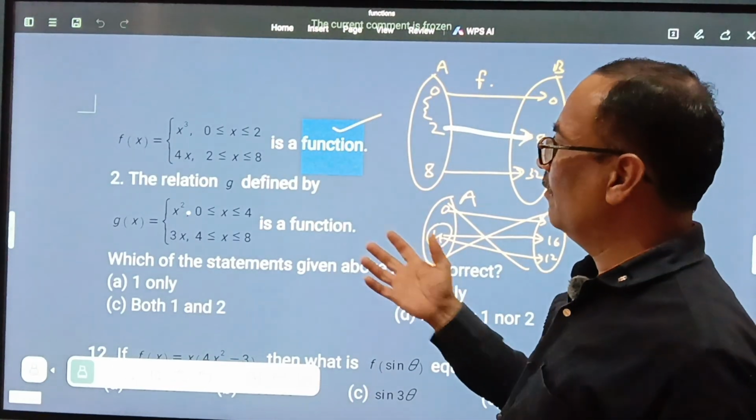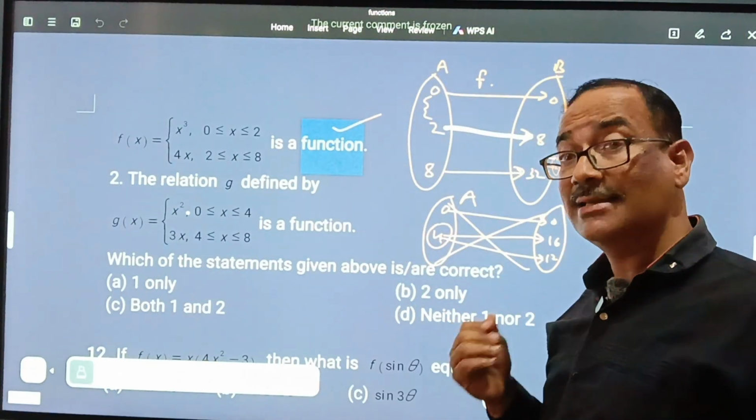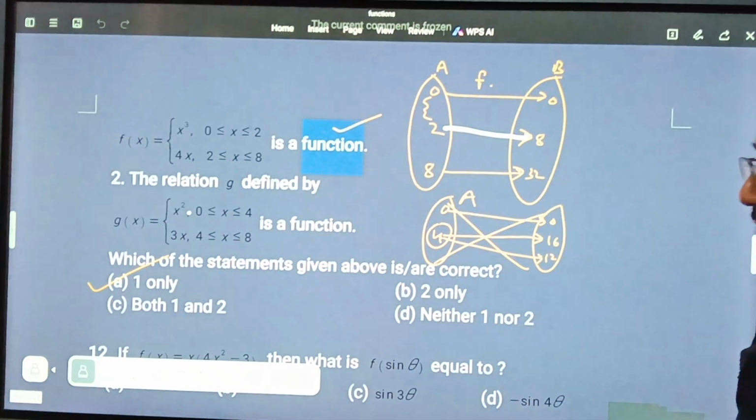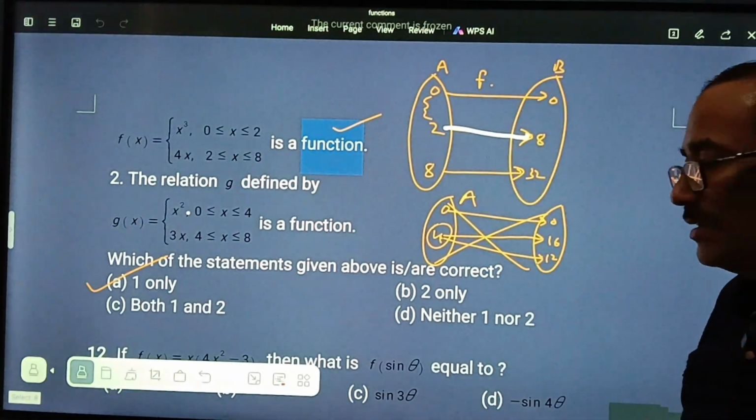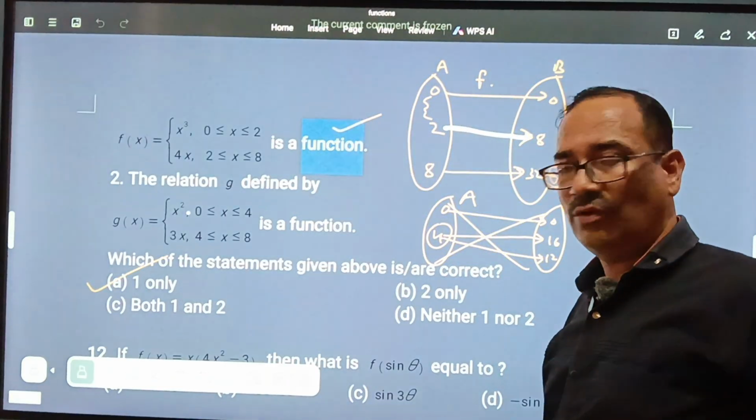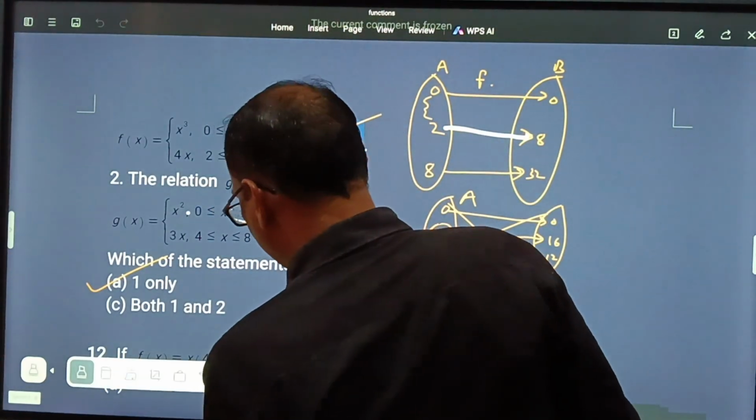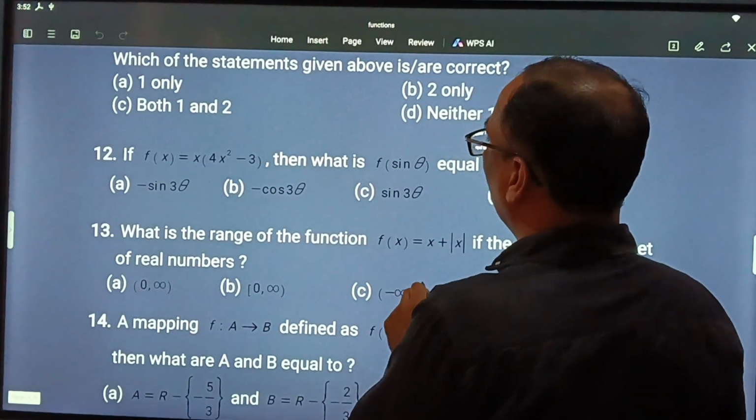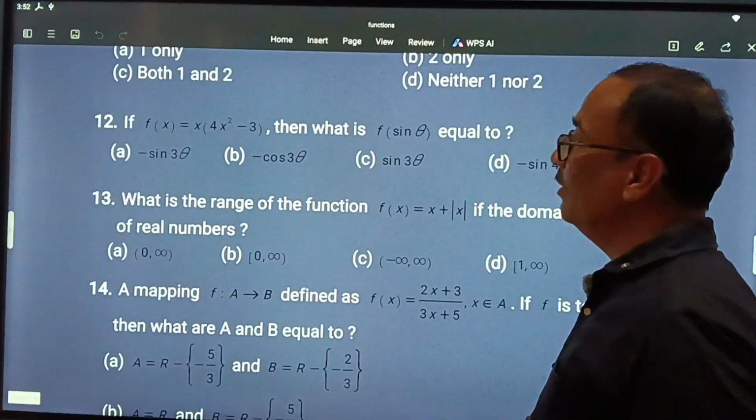So with our answer, the correct answer is what? Only the first one is a function, not the second. Hence only the first statement is correct. Got it, bache? Now we can take another question for you, which is question number 12.